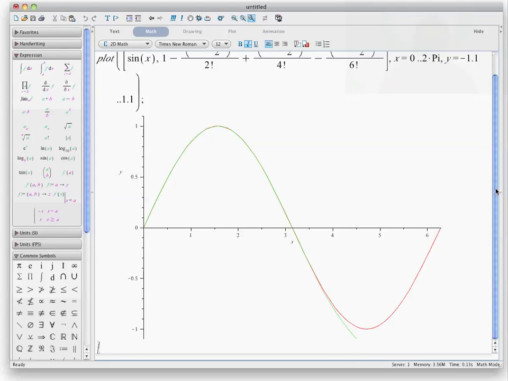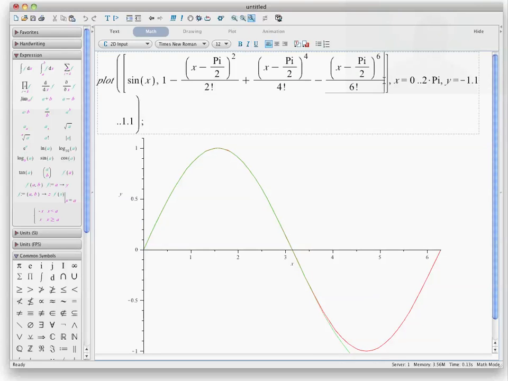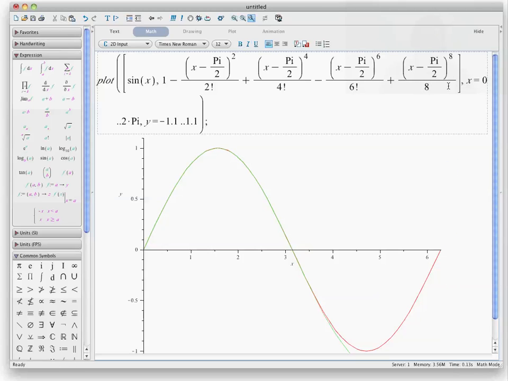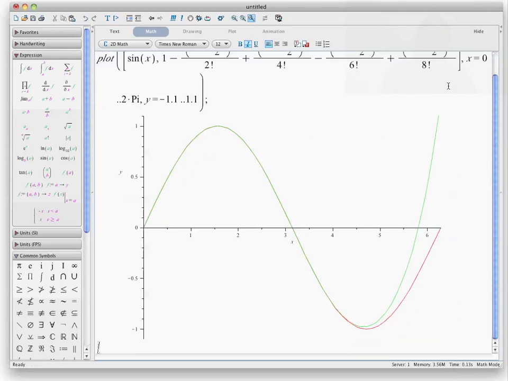So let's go just one more, because we know what the next one's going to be, right? The 7th is going to be 0, so don't bother with it. But I'm getting this alternating negative, positive, negative, so I know the next one's going to be positive. So I do a positive x minus pi over 2 raised to the 8th over 8 factorial. See, now I'm even getting a better approximation, because before it was coming down, now it's curving back up.